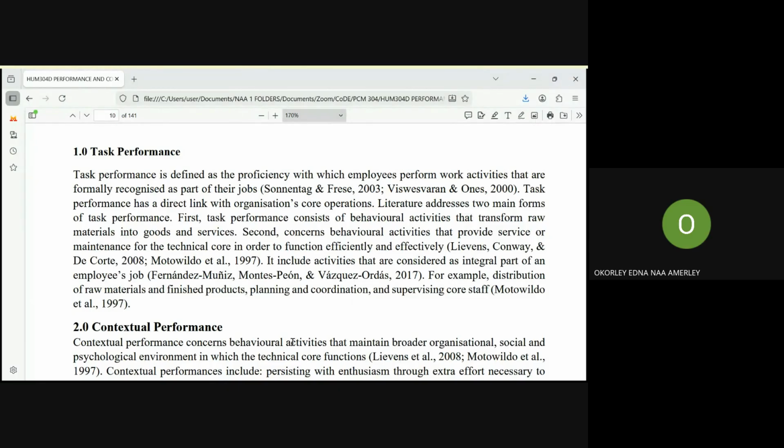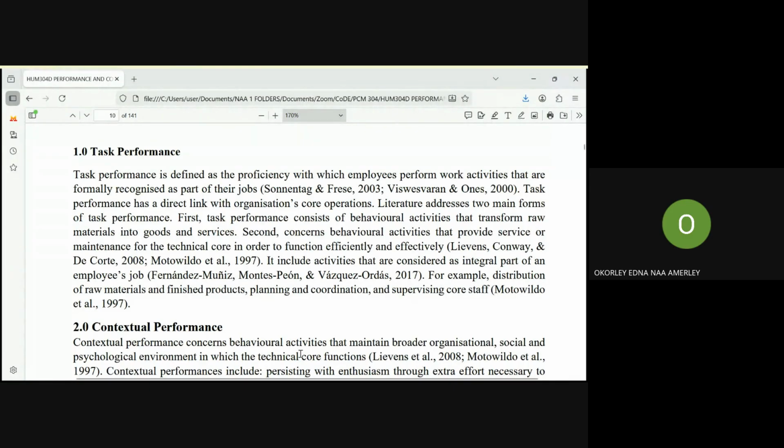And these they will classify as the technical core in doing the work. It includes activities that are integral. They hold the activities that you engage in that holds the employee's job or your job. So there's an example that has been given: distribution of raw materials, unfinished products, planning and coordination, and supervising core staff. So this, we can see, is a typical job of a manager, because in management, we know that they do planning, they do coordination, and other activities. So as a manager, these are the things that you do to ensure that the staff are able to do their work and do it well.